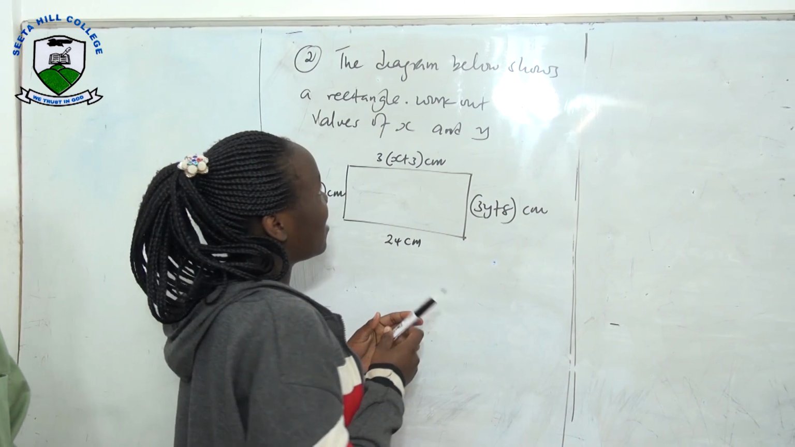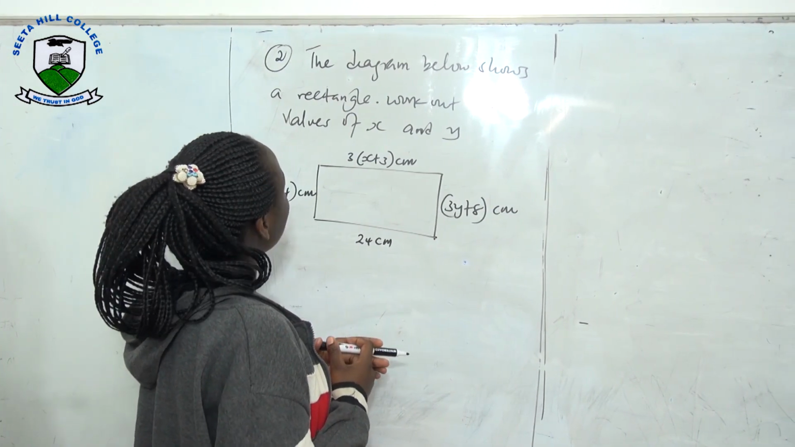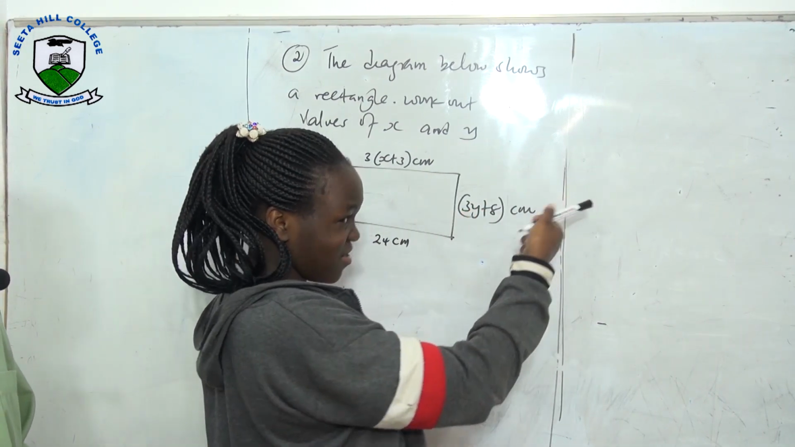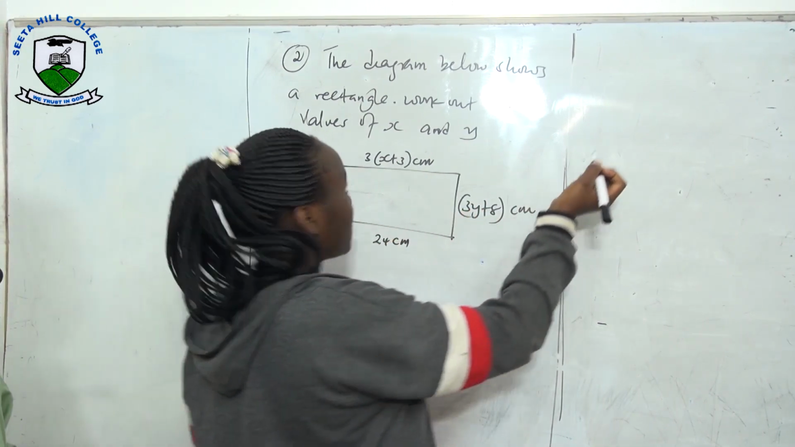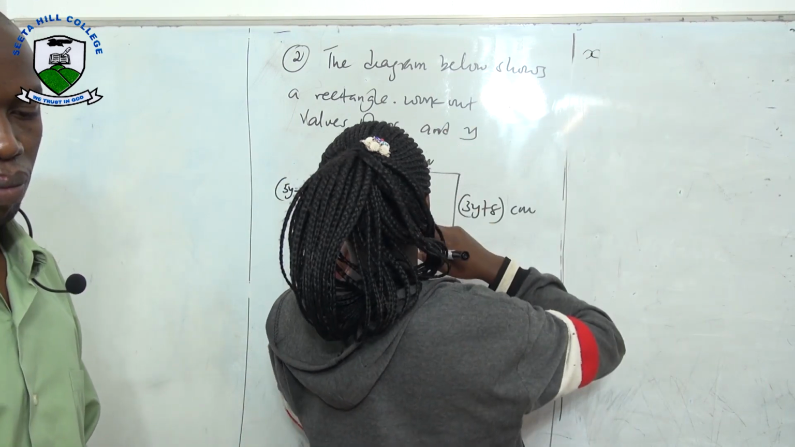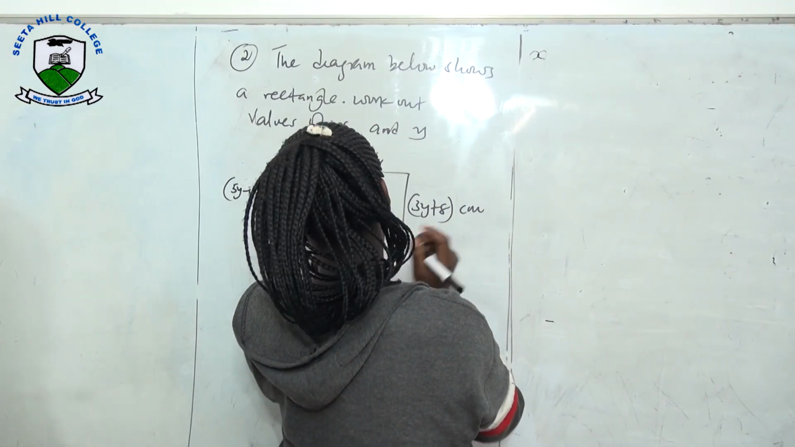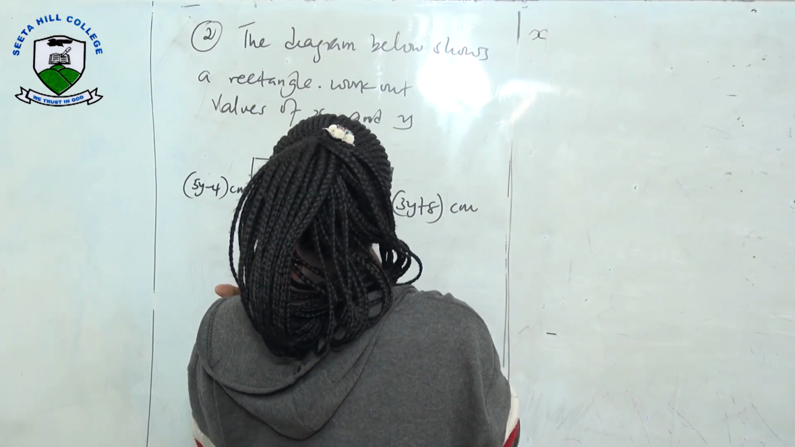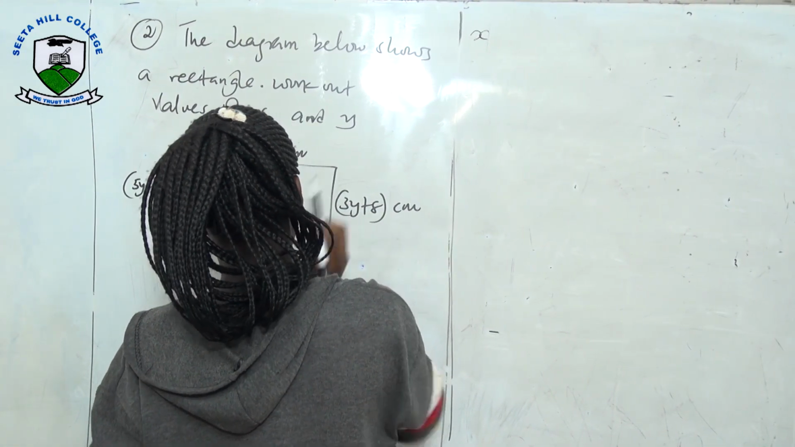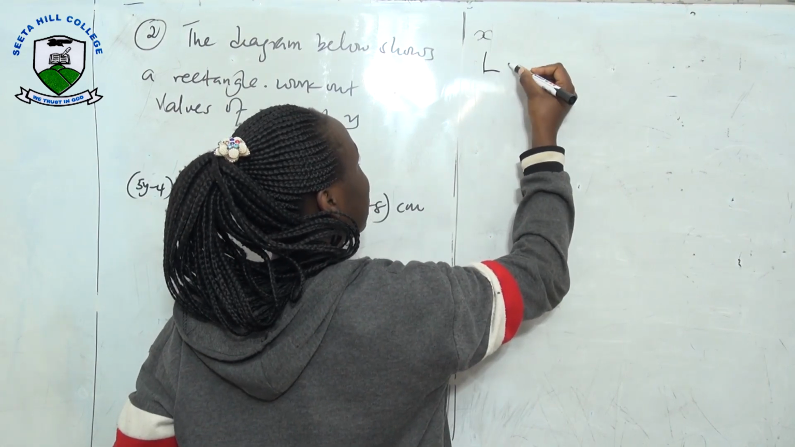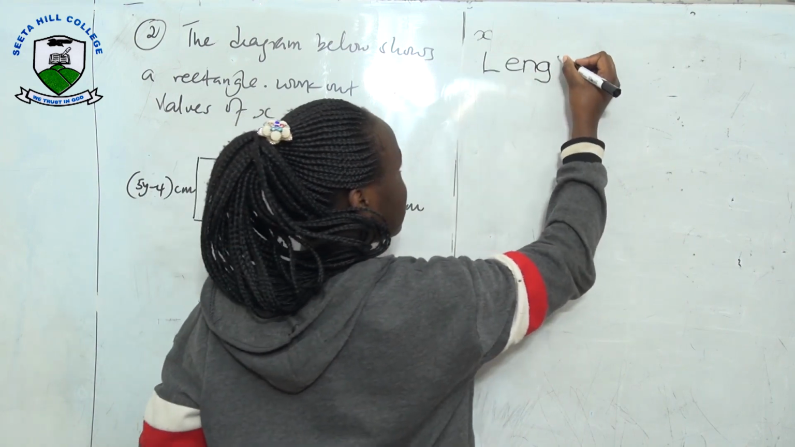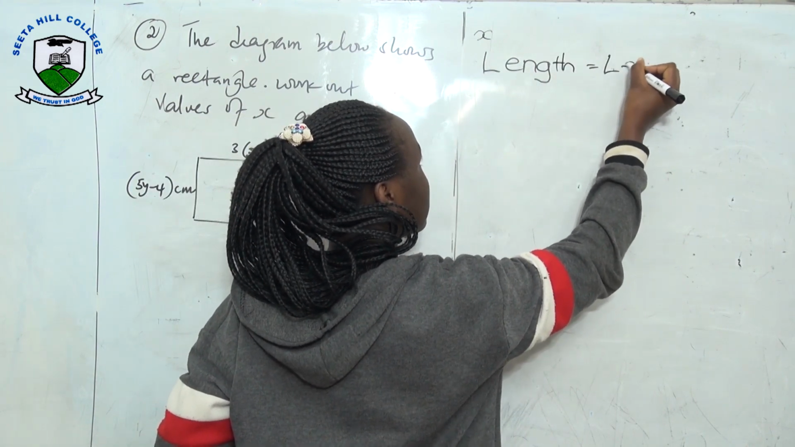Question 2 is saying the diagram below shows a rectangle. Work out the values of x and y. Work out from there. So, to find x, remember here, where x is, here there is x and here there is 24. This is the length and this is the length too. So we shall say length equals to length.